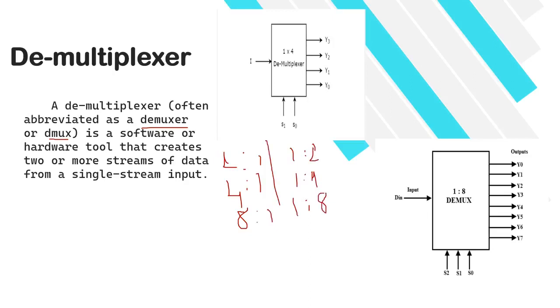Here is the example of 1:4 and the example of 1:8. Here we'll have only one input and 4 outputs, or else one input and 8 outputs. That is what the notation means. It is a hardware tool which creates 2 or more streams of data from a single input stream. From a single input, the demultiplexer will produce 2 or more streams of outputs. This is what a demultiplexer means.